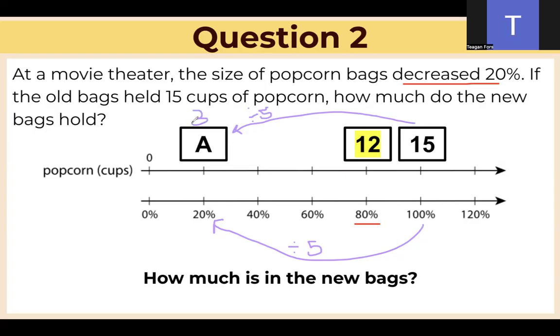So now that I have 3 here for 20%, I can just count by 3s to get to 80%. So I have 0, 3, we have 6, we have 9, then 12, then 15, and 18 if we were to keep going. So that tells me that 12 represents 80%, which is the amount I'm looking for.